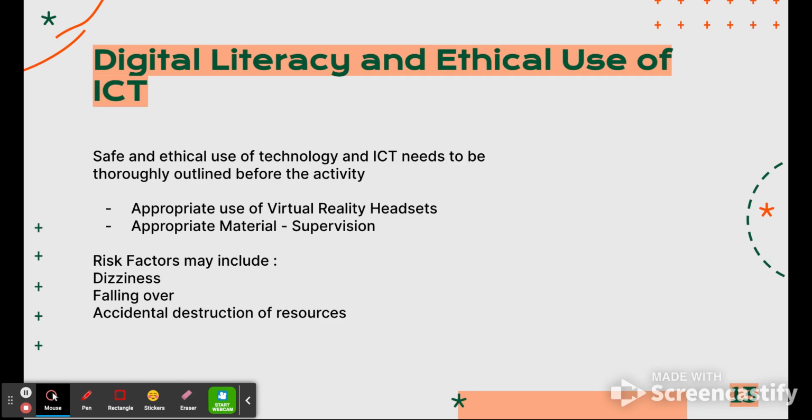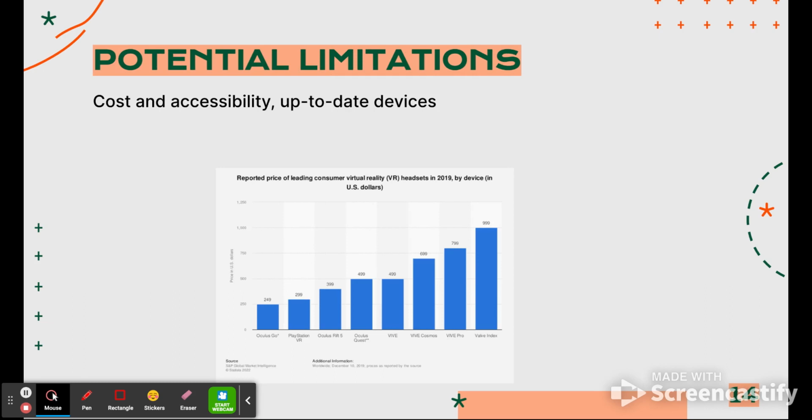On that note, potential risk factors might include dizziness, as your peripheral vision is kind of blocked out. Some people might fall over, and if a VR headset is misused, that could lead to it breaking or being destroyed. As for potential limitations, it mainly comes down to cost and how relevant the technology is.